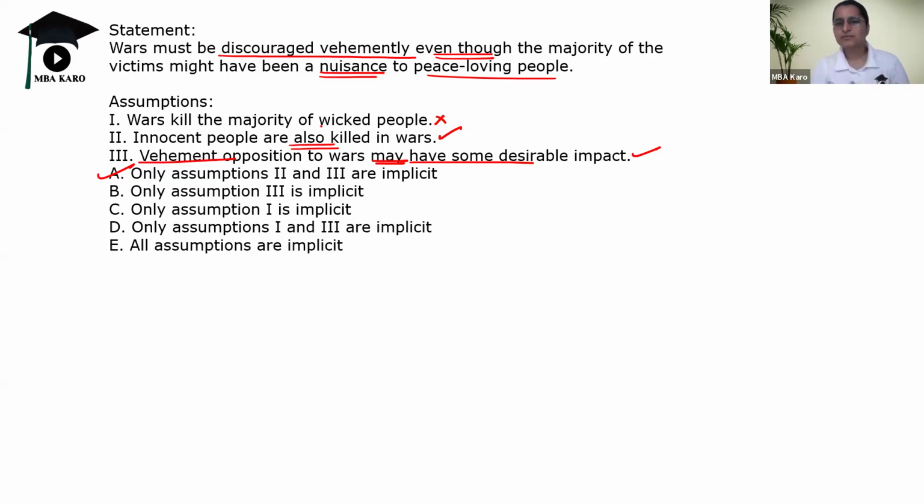So desirable impact is simply, see, moral thing is fine, but I think we do something morally without expecting any impact or any solution. But if we are doing something vehemently, in this case, very seriously, diligently, we expect some impact. It's just about the option. If it was the case that vehement opposition is morally right or things like that, then the statement would have been in the moral direction. Okay.